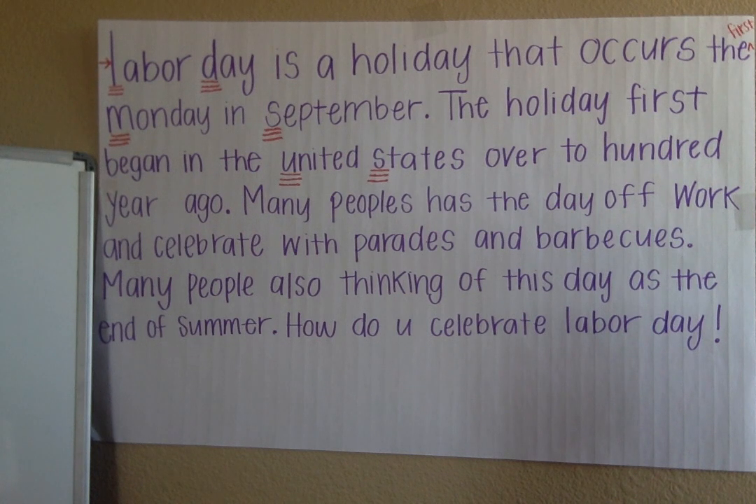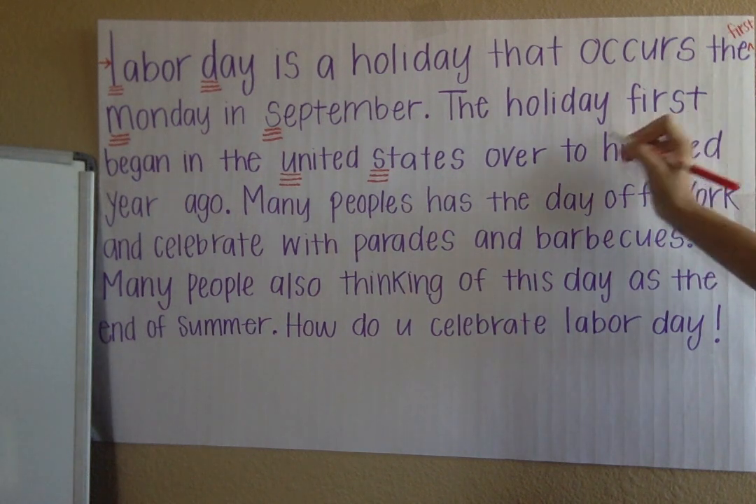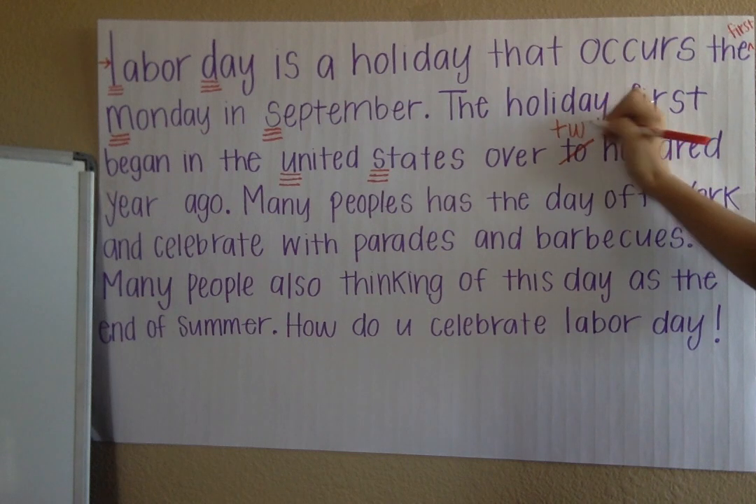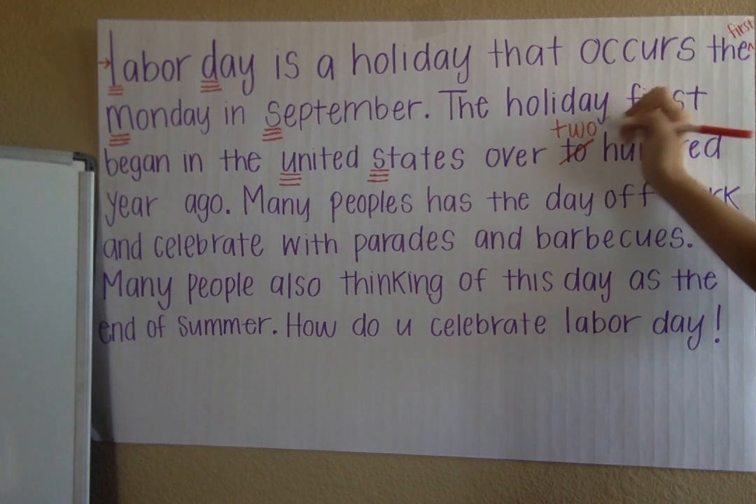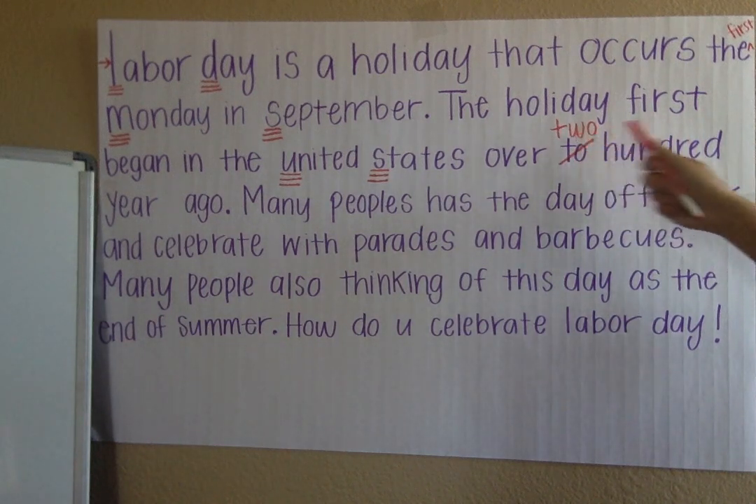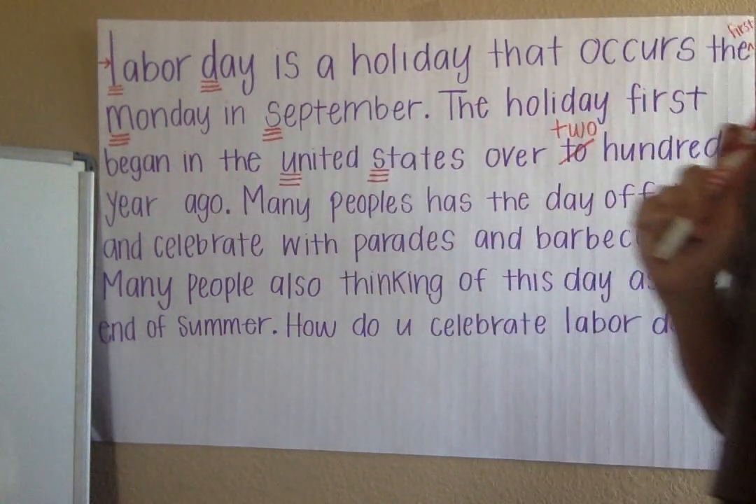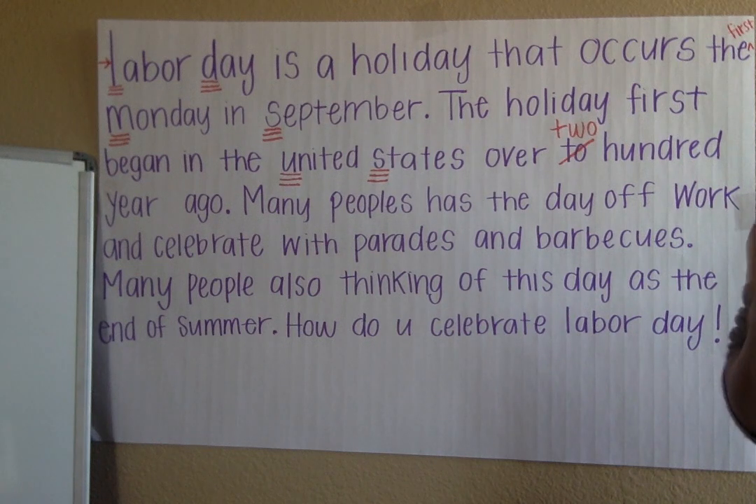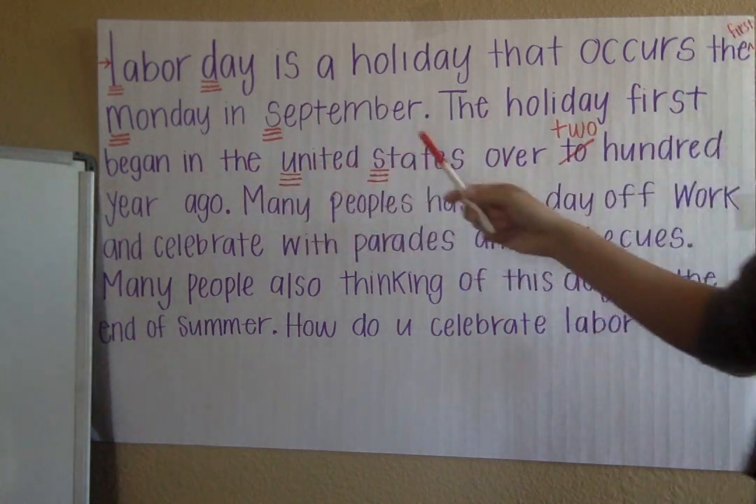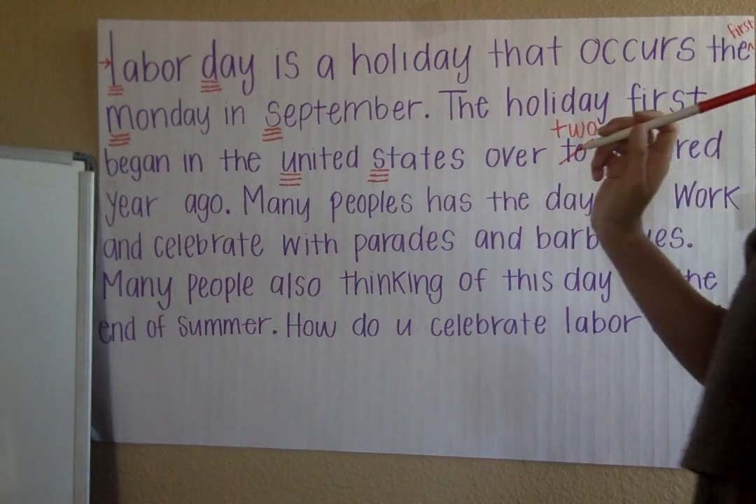Last week we worked on place value with numbers, and I remember making a chart that had all the numbers spelled out. So this is not spelled correctly. It needs to be T-W-O instead of T-O. So over 200 years ago. Now grammatically that does not sound right. If I read it again, the holiday first began in the United States over 200 years ago.